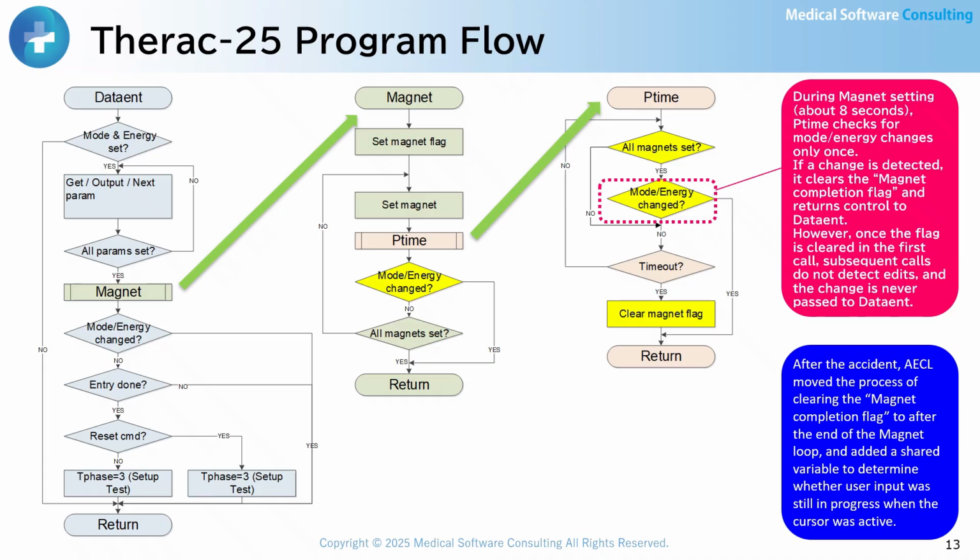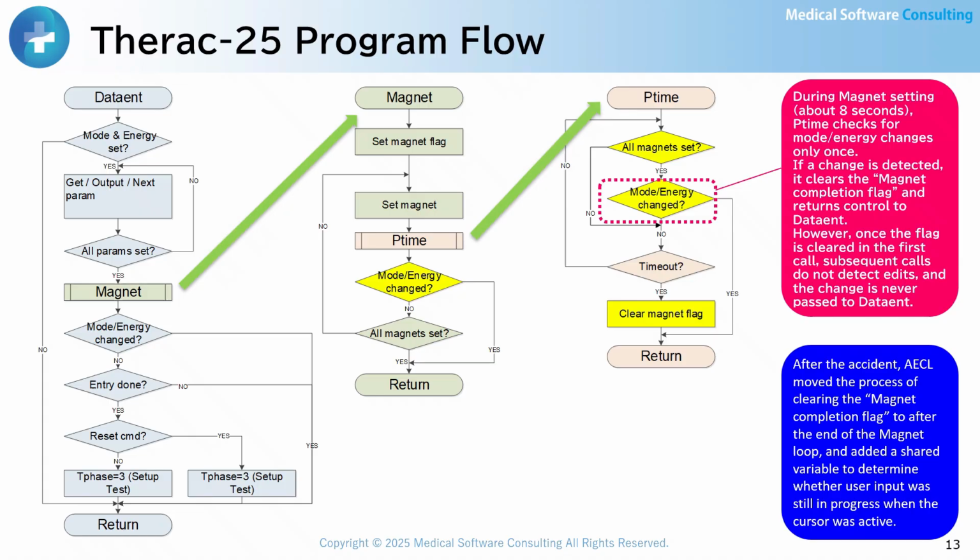The routine in p-time that checked whether the mode or energy had been changed appears to have been added later, in response to complaints that operators were frustrated by the system taking too long to process setting changes. After the accidents, AECL modified the software so that clearing the magnet coupling flag was no longer handled within p-time, but instead after the magnet loop finished. They also added a shared variable to indicate whether the cursor was still in input mode, so the system could correctly recognize when parameters were being edited.